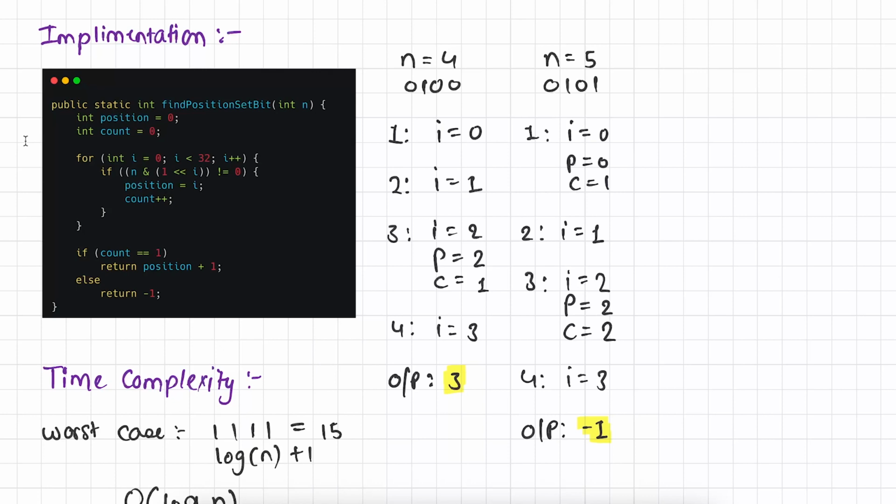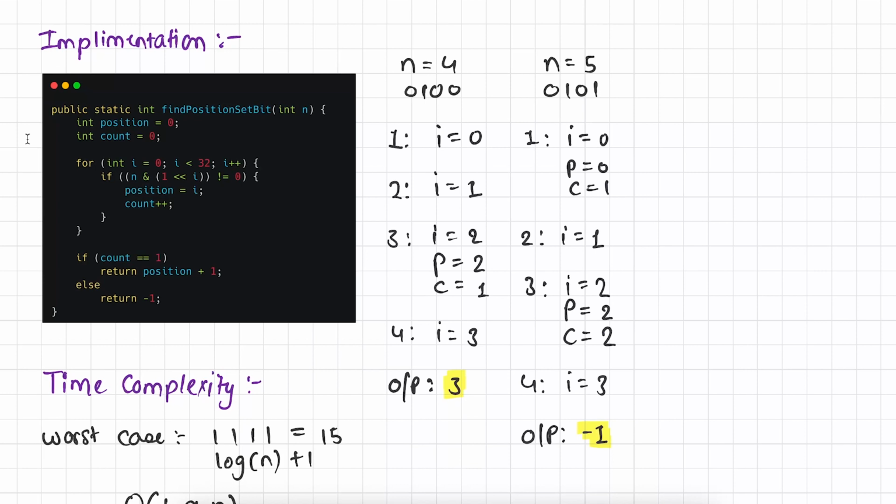So let's dry run this code and see how it works. In the case of n equal to 4, the binary representation of number 4 is 0100. In the first iteration i is equal to 0, and we can see that there is no set bit at the 0th position. So we move on to the next iteration. In the next iteration i becomes 1, and we again see that at the first position also there is no set bit. We move to the next iteration. In this iteration i becomes 2, and we can clearly see that at the second position we have a set bit.